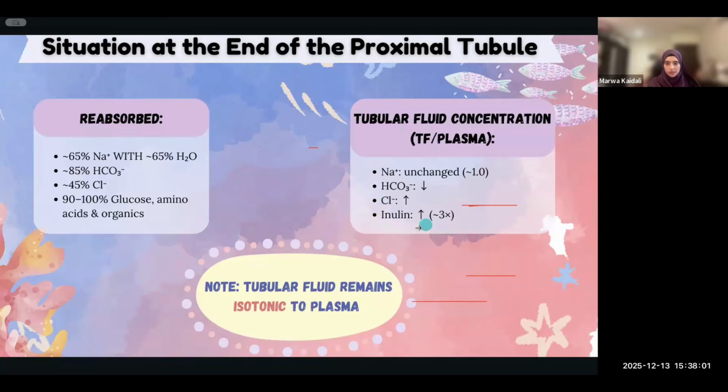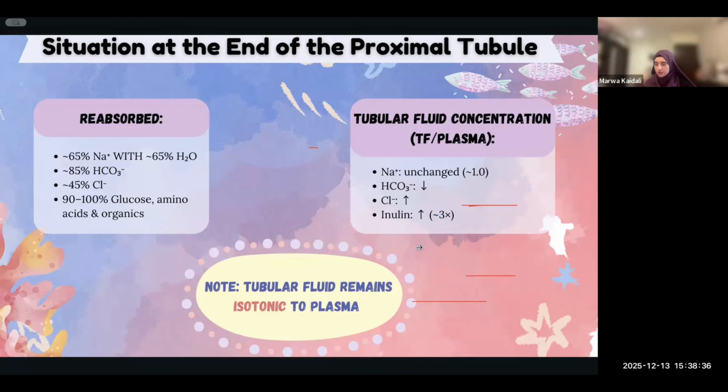And when we look at inulin, which we have not mentioned at all so far, basically inulin is a reference parameter, and all you need to know is that it does not get reabsorbed nor secreted. So it stays constant within the tubular fluid, and what's going to determine its concentration is water reabsorption. As we know, we have a lot of water reabsorption that's going to happen in the proximal tubule. So when you check the concentration of inulin at the end of the proximal tubule, you're going to see that it has increased by a factor of 3, which is a lot. So remember that inulin increases by a factor of 3.